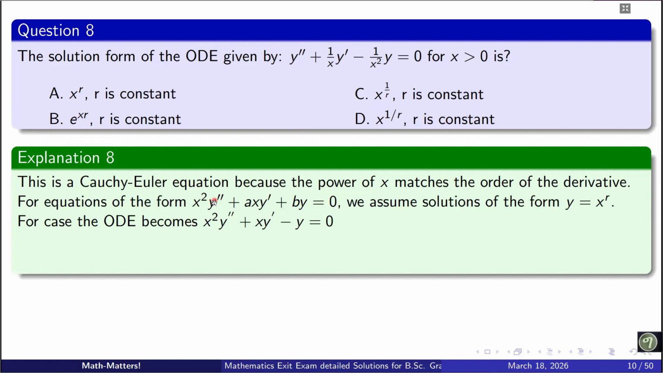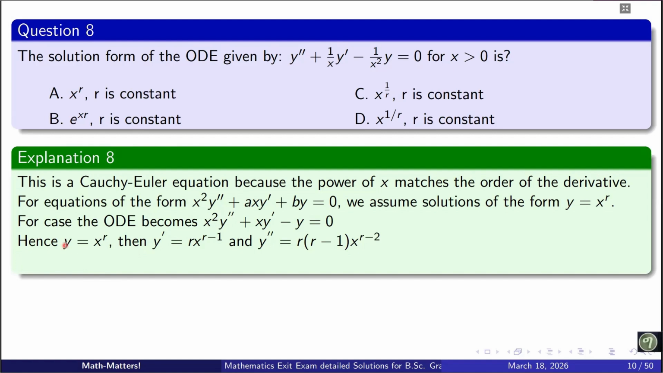For an equation of this form, that is x squared y double prime plus x y prime plus p y is equal to 0, we can assume that the solution is of the form y is equal to x to the power of r. For this case, multiplying both sides by x squared, the ordinary differential equation becomes x squared y second derivative plus x times y derivative minus y is equal to 0. Hence, y is equal to x to the power of r will be the form of the solution for this differential equation.